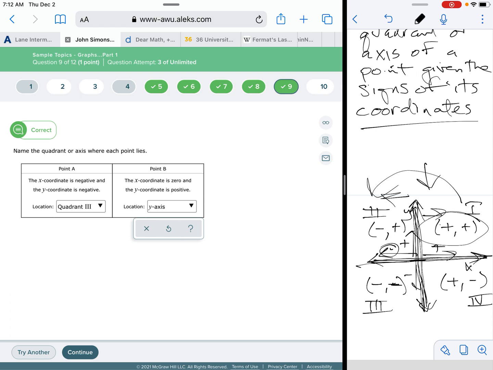And so with that, I wish you luck on these, and just make yourself a little chart. And just remember what your x and y axis do, what they kind of signify, and you should be in good shape.